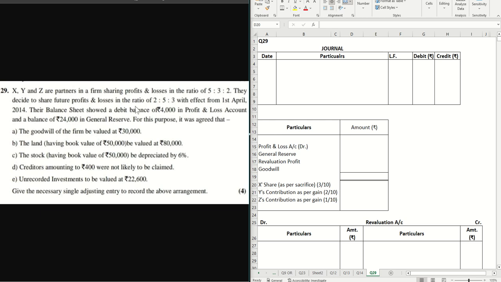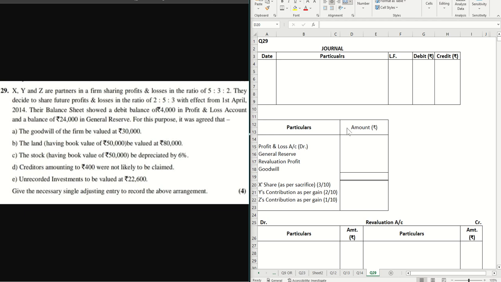This is a sum on change in PSR where we have old partners changing their profit sharing ratio from 5:3:2 to 2:5:3, and we have the following adjustments that need to be done. Let's pick up one by one.